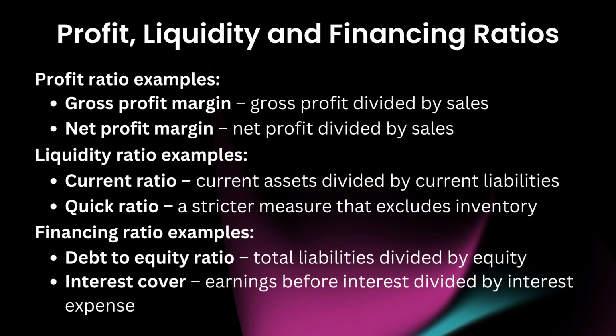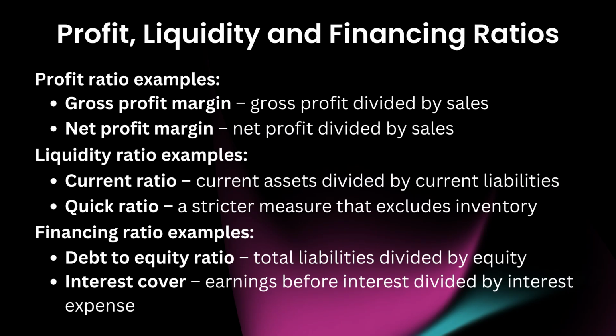Profit, liquidity, and financing ratios. Let's briefly look at the three ratio types. Profit ratio examples: gross profit margin, gross profit divided by sales; net profit margin, net profit divided by sales. Liquidity ratio examples: current ratio, current assets divided by current liabilities; quick ratio, a stricter measure that excludes inventory.